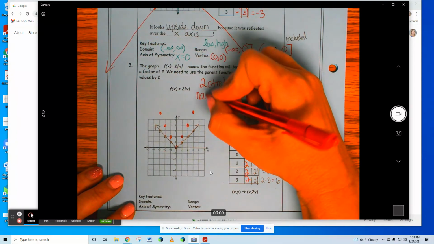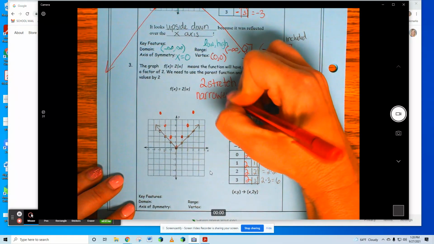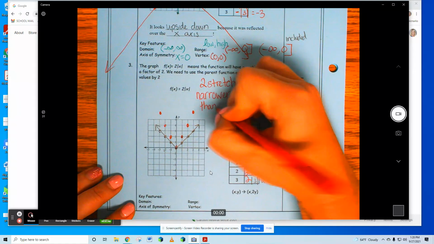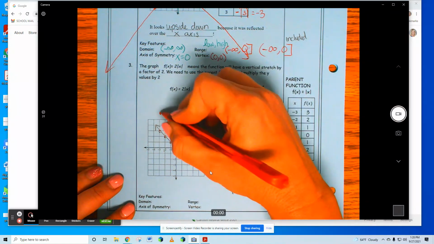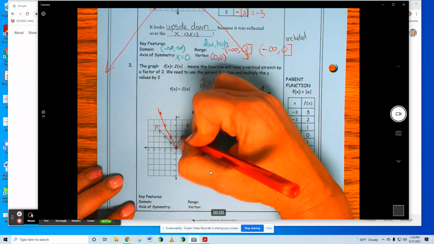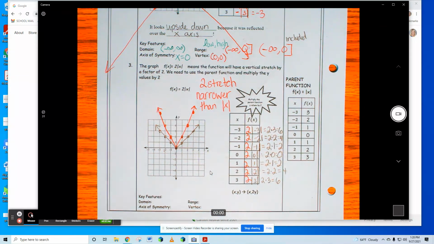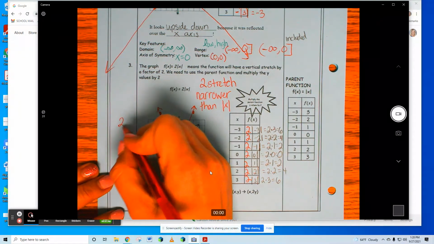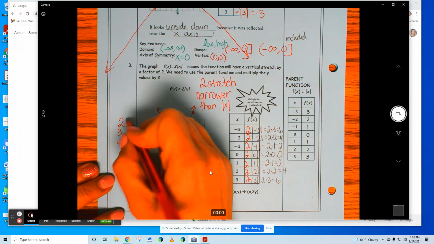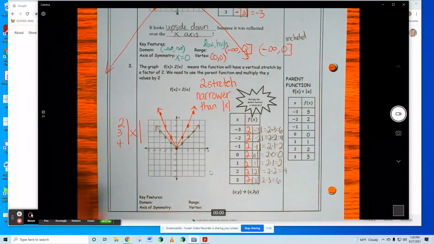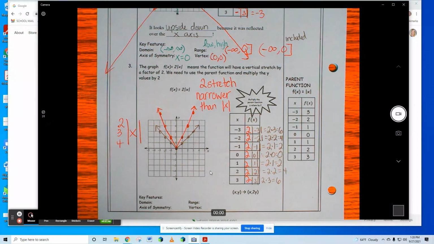This became narrower. Connect the dots. So this 2, any whole number, a 2 or a 3 or a 4, times the absolute value of x makes it skinnier, narrower. That's what a whole number does.